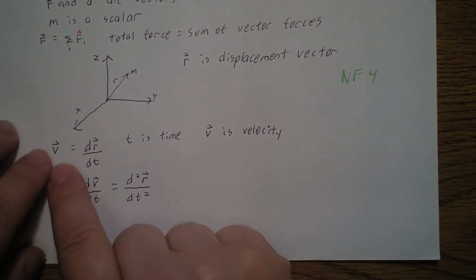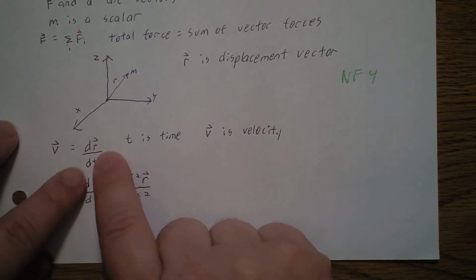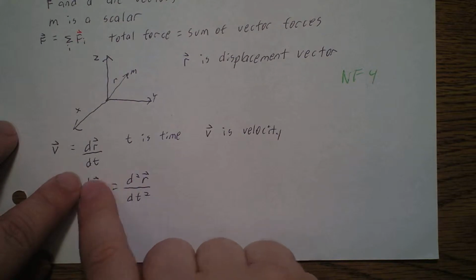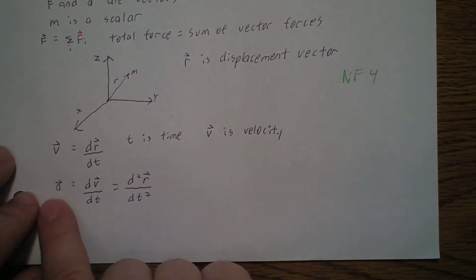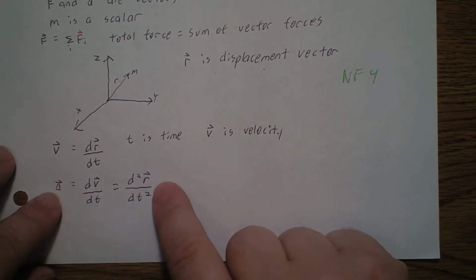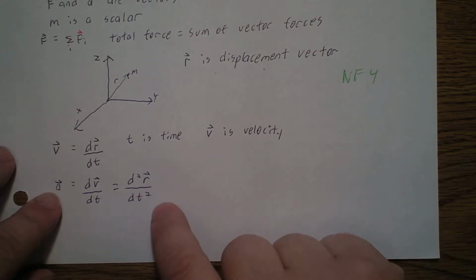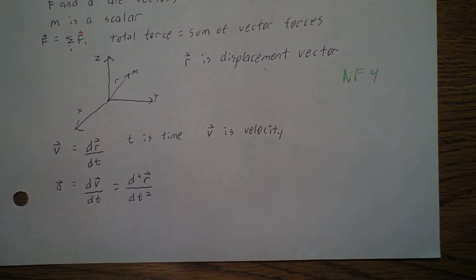So the v with the arrow, velocity, is equal to the derivative of this displacement vector with respect to time. Lowercase t, remember, is time. And then acceleration is the derivative of that velocity with respect to time. Therefore, it's the second derivative of the displacement vector with respect to time. Remember, this is how we write a second derivative. Calculus is a prerequisite for this class.